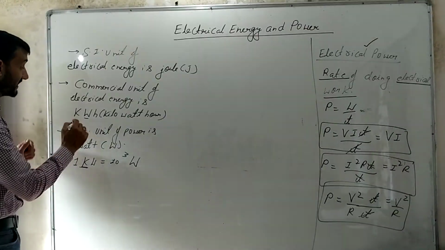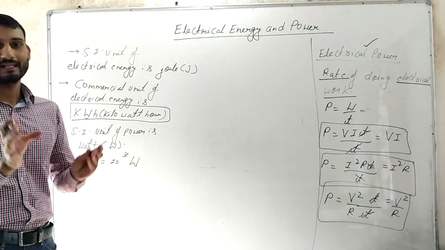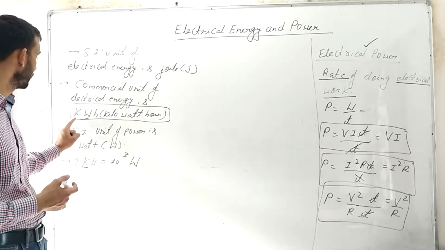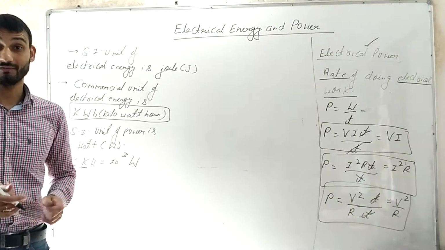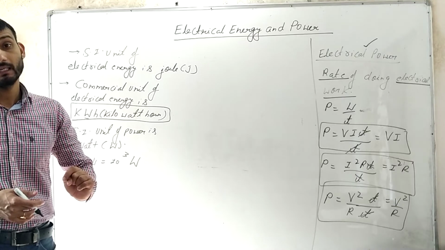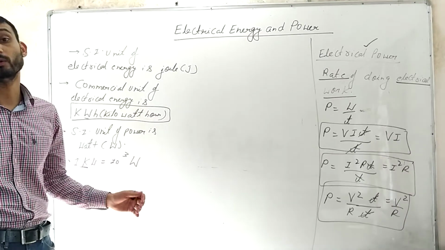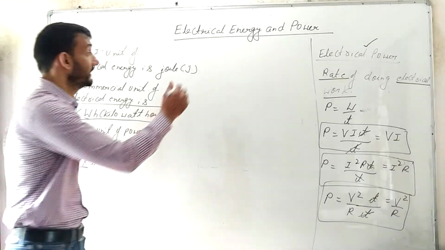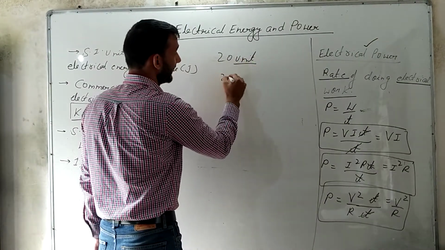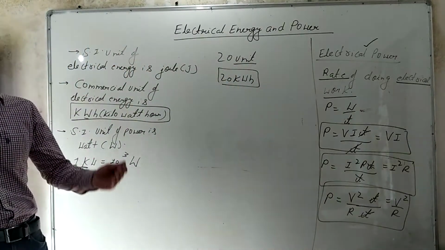Electrical energy is always measured in kilowatt hour. How is it measured in kilowatt hour? There is an electric meter which measures the amount of consumption of electrical energy. So that is done in kilowatt hour. Whenever you read your electrical meter, the electricity board tells you that this much unit of electricity you have consumed. Let us say 20 units you have consumed. So this unit is nothing but kilowatt hour. It means 20 kilowatt hour electrical energy you have consumed.